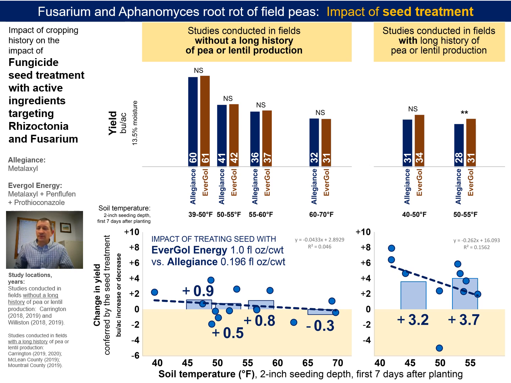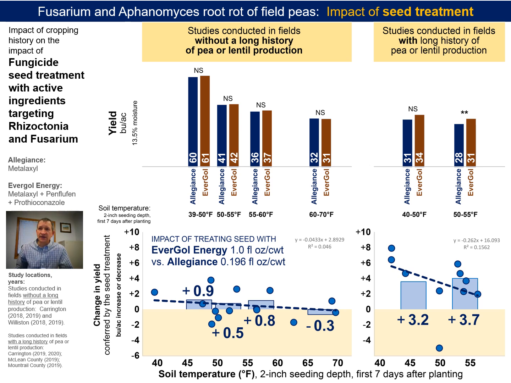All right, now what about the yield? Okay, so what you saw in the studies without a long history of field pea and lentil production and without elevated Aphanomyces and Fusarium, you saw a negligible response to having a fungicide seed treatment with active ingredients with activity against Fusarium and Rhizoctonia. It's positive until you get to the very warm soils where Rhizoctonia is less active, but not by much. Half a bushel to maximum about 0.9 bushels average.